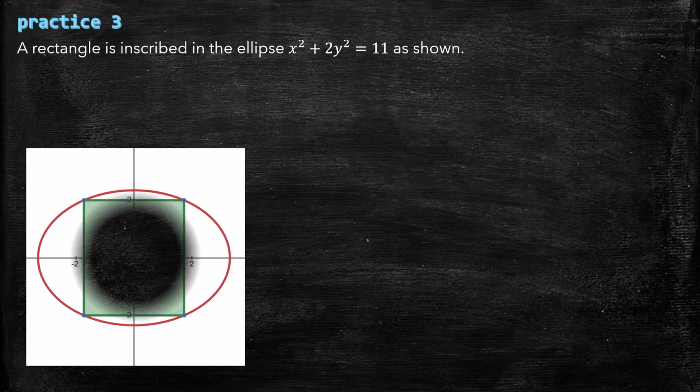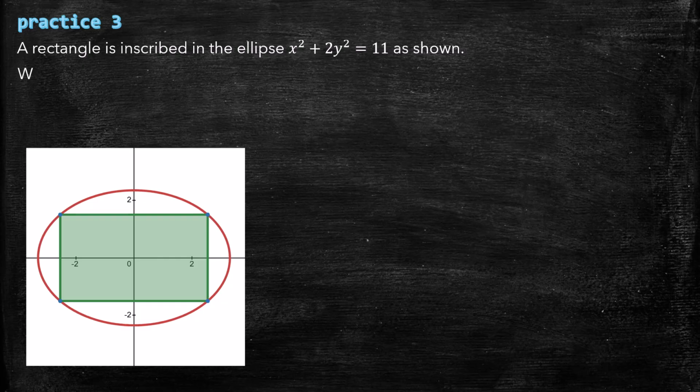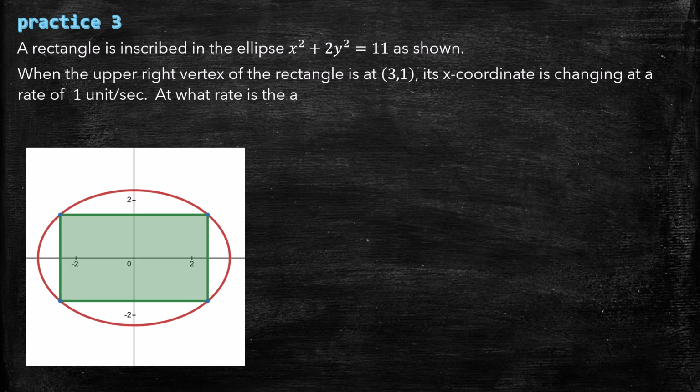So for our last practice problem, we have a rectangle inscribed in an ellipse as shown. And what's going to happen is the vertices of that rectangle are going to move in such a way that it stays inscribed in the ellipse. So let's imagine we could have different shapes and sizes depending on where the vertices are. And we're just going to focus in on one location. When the upper right vertex of the rectangle is (3, 1), its x-coordinate is changing at a rate of 1 unit per second. At what rate is the area of the rectangle changing at that moment?